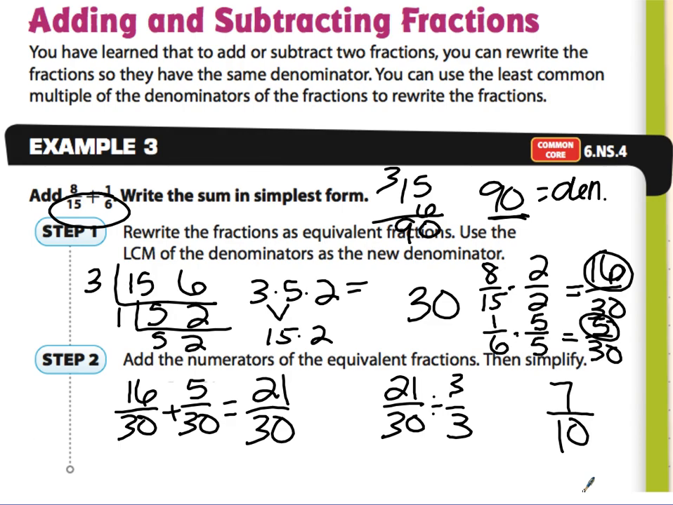Okay, so again, you can use the LCM to create smaller fractions and then use the GCF to simplify them. Now, there is no cross simplification with addition. That only works with multiplication.